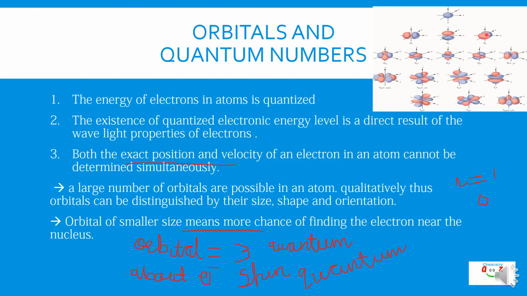In the same way you are able to see the d orbital also. So the d orbital is having the double dumbbell shape. So these are the different orbital shapes pictures.